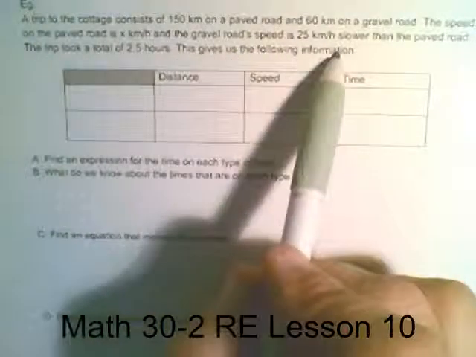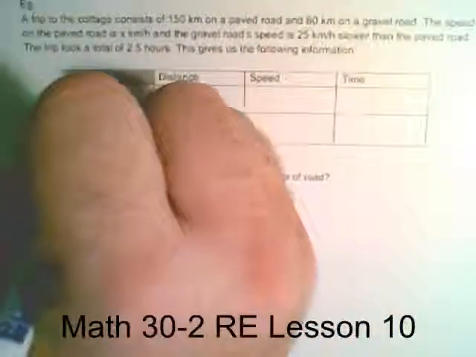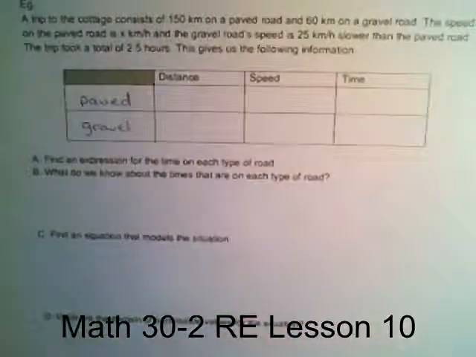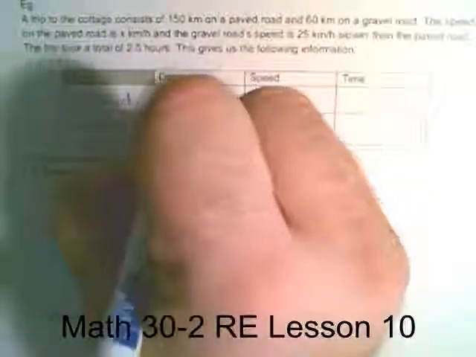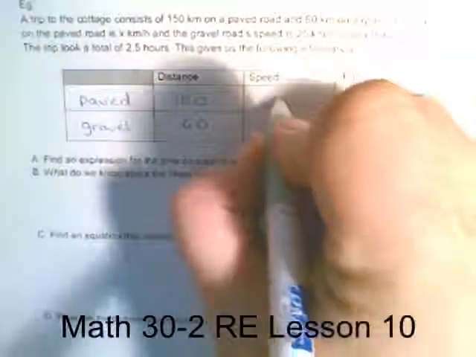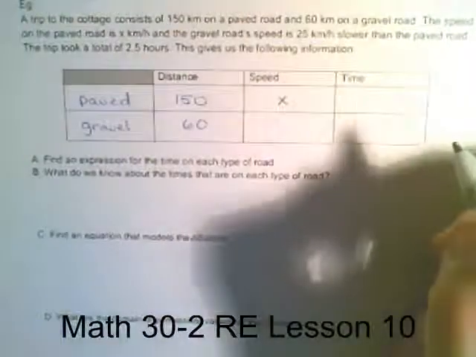A trip to the cottage consists of 150 kilometers on paved road and 60 on a gravel road. The speed on the paved road is x. The speed on the gravel road is 25 slower than the paved road. The trip took 2.5 hours. This gives us the following information.